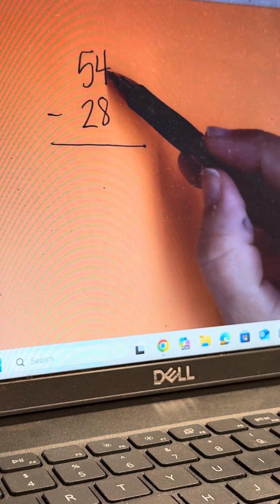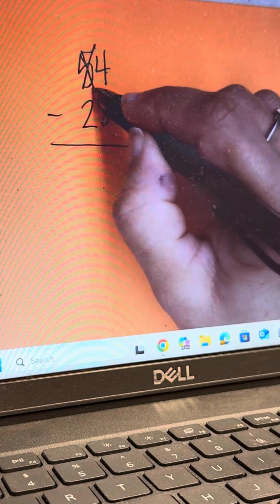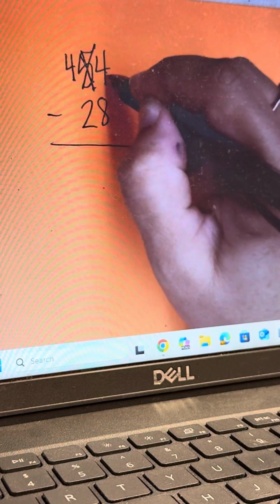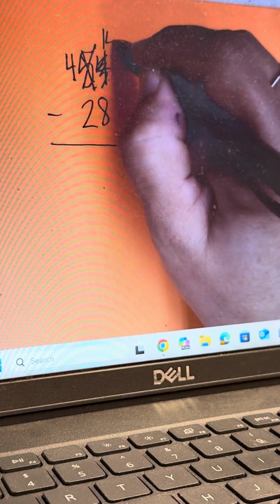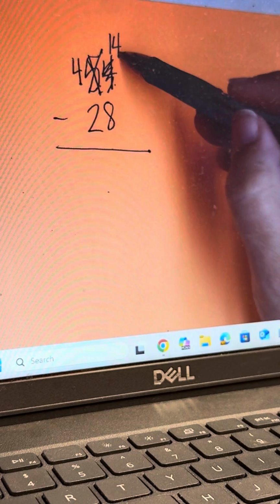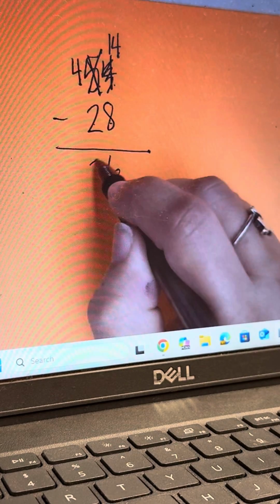Okay, we said, oh, we have 4. Can we take away 8? We cannot. We have to go next door. We called it borrowing. So if we have 5 and we borrow 1, now we have 4. We bring the 10 over here. We change this to 14. Okay, as far as I can recall, that's how I learned it. 14 minus 8 is 6. 4 minus 2 is 2.